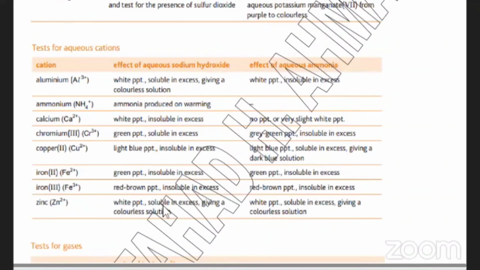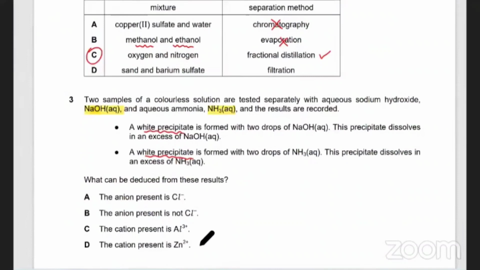But let's stick to zinc as the answer in our case. Okay, so the cation present is zinc. Okay, that's it, done.